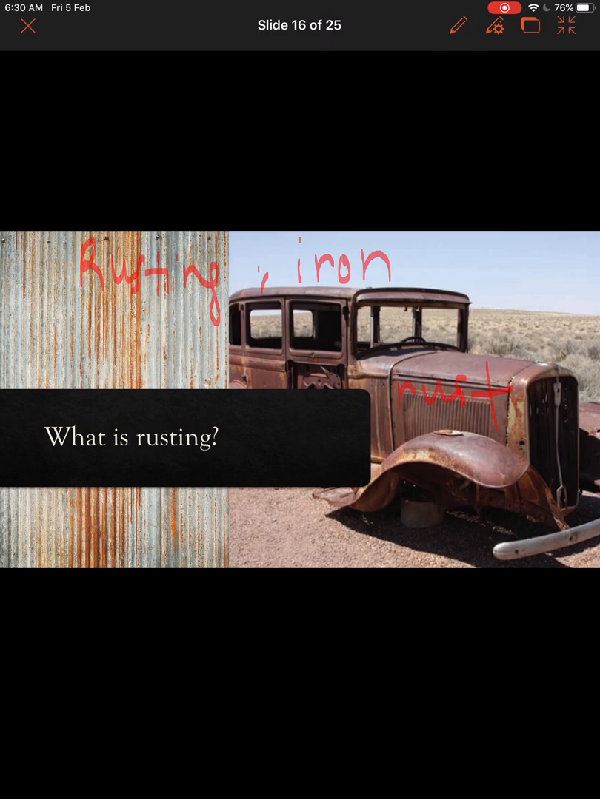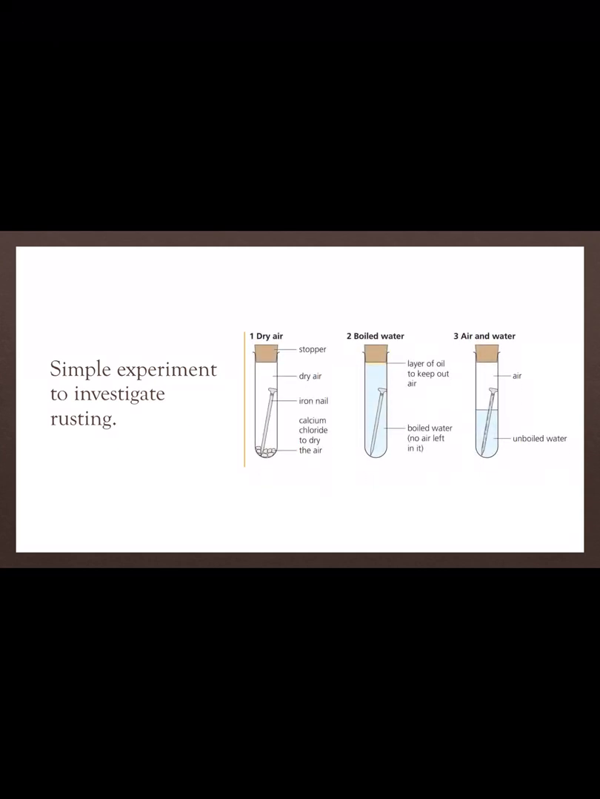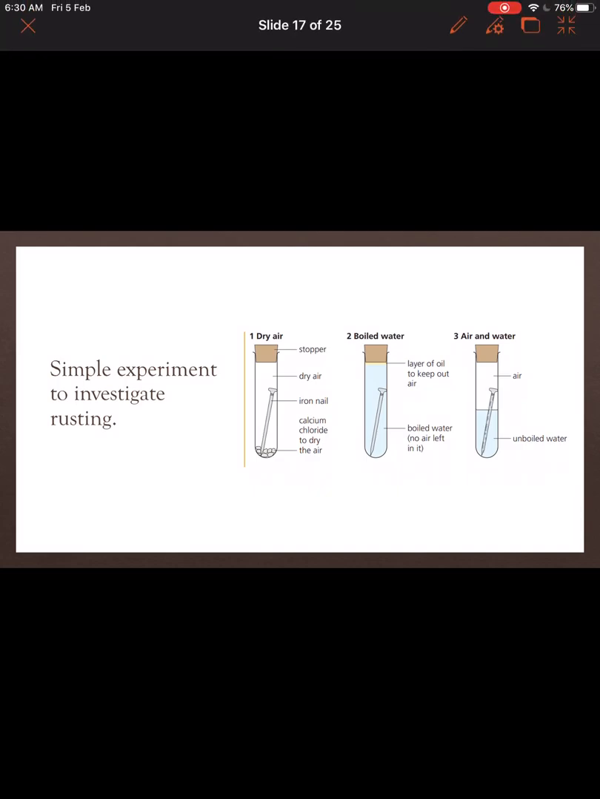Alright, so let's take a look at a simple experiment to investigate rusting. Here we have 3 test tubes with identical nails in each test tube. Test tube number 1 contains dry air. Test tube number 2 contains water but no air because we are using boiled water. And test tube number 3 has both air and water. The 3 test tubes have been left for several days.